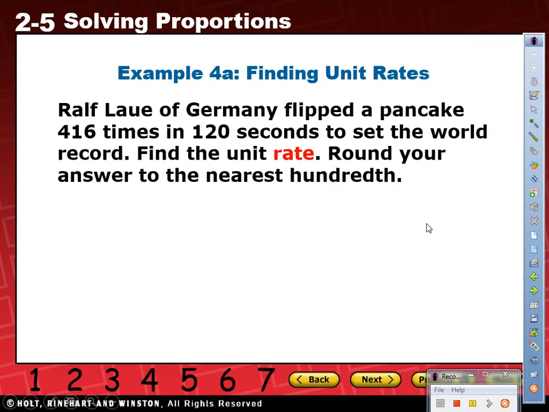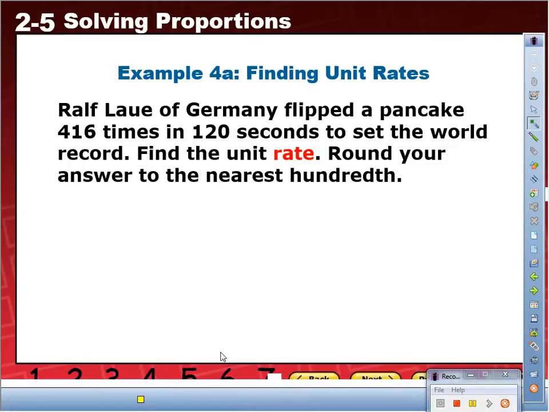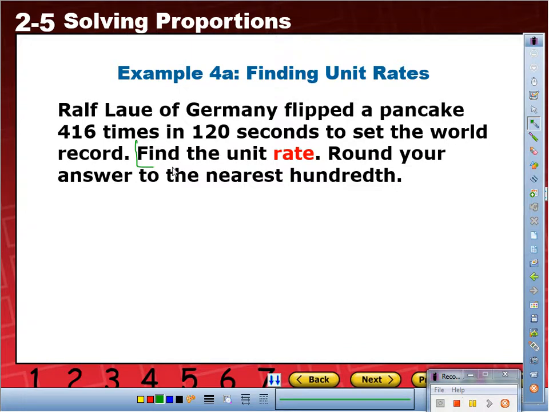Check this out. Pens down, eyes up here. Look at this word problem. It says, Ralph Lau of Germany flipped a pancake 416 times in 120 seconds to set the world record. Find the unit rate. So now I'm going to show you how to find a unit rate. That's what we talked about at the beginning, remember? Unit rate. Let me show you how to set it up. You don't have to copy this, just pay attention.